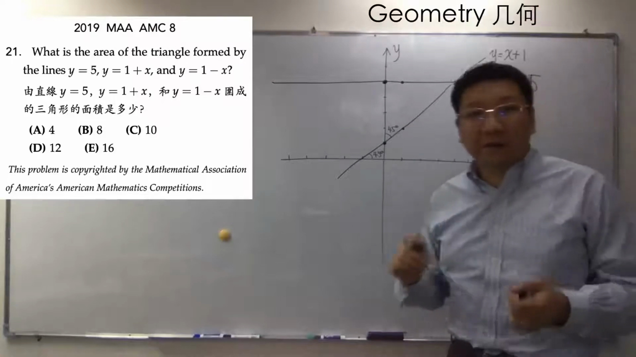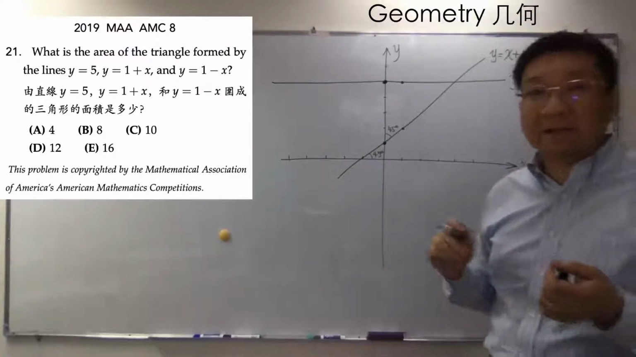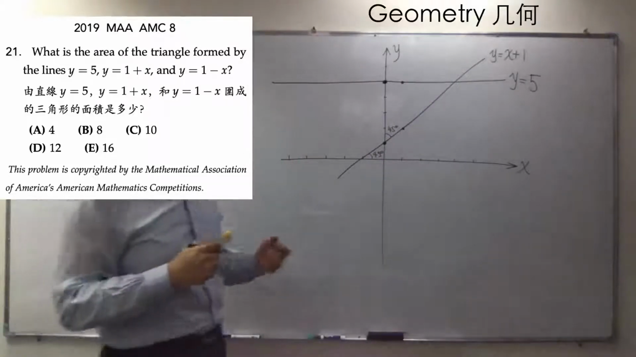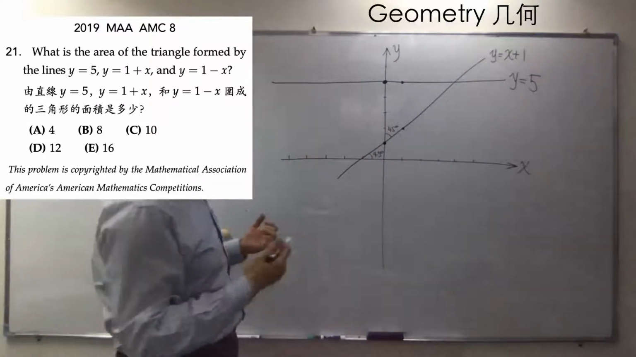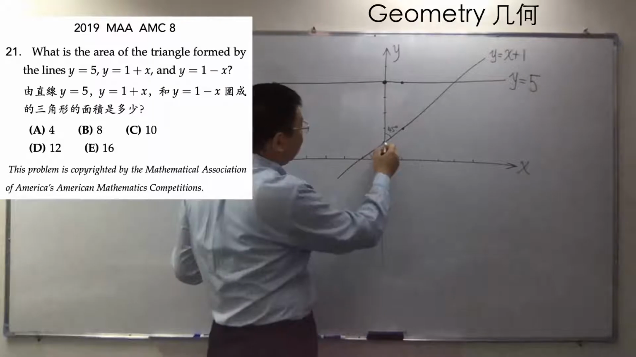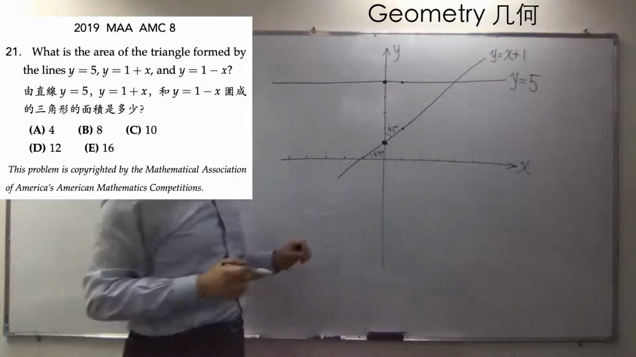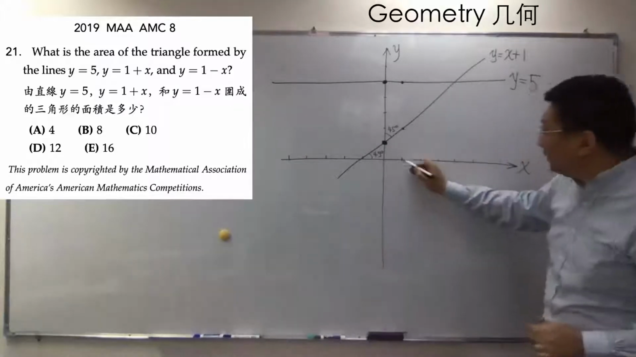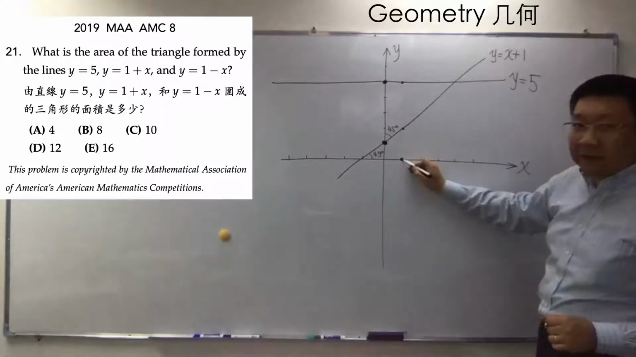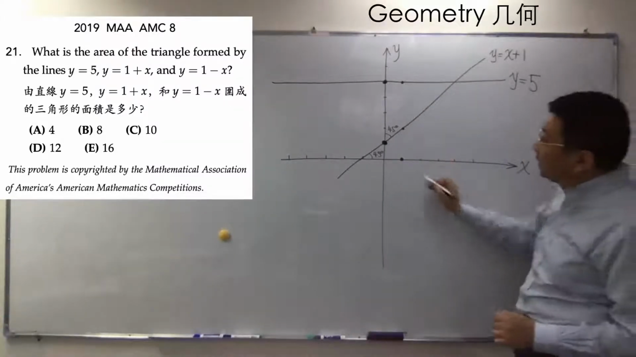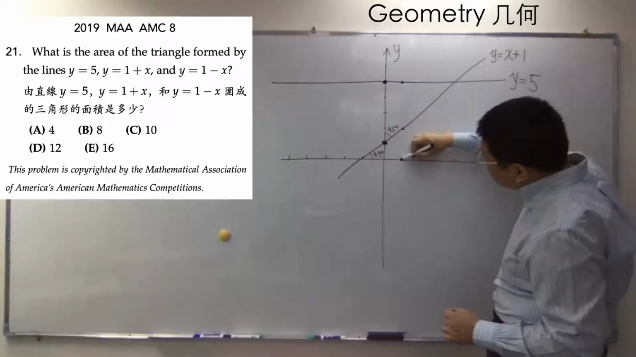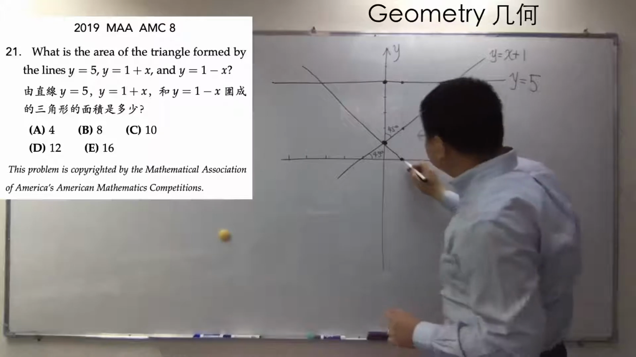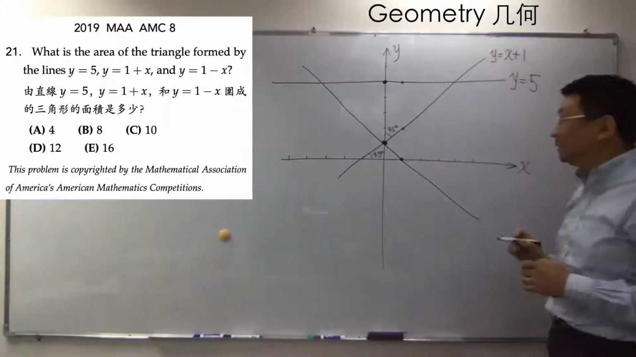And now the third line, y equals 1 minus x. Again, we choose small numbers for x. If x equals 0, then y equals 1. So we have this point as well. If x equals 1, y equals 0, right? So it would be that one. Then we can draw a line which is in that direction. And it's also 45 degrees with both the x- and y-axis.